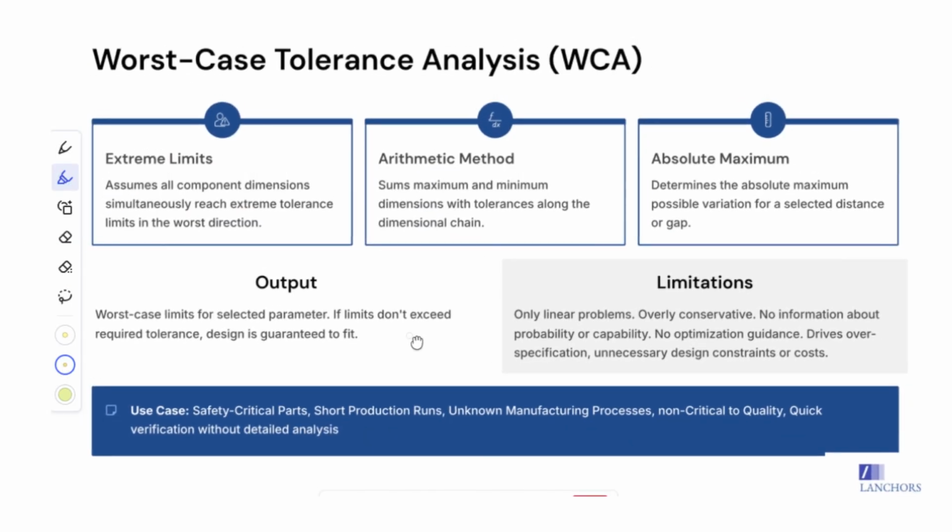Let's now move to worst case analysis to review the goal and the method and where it is used. So the goal in worst case method is to calculate the absolute maximum possible variation. The method is simple, it's an arithmetic method. It sums the dimensions and tolerances along the dimension chain, as we reviewed in our previous session with a Clevis example. The output of worst case method is an extreme worst case value, which is the limits of a dependent variable. So if the worst case limits of your dependent variable do not exceed the required tolerance limits, you can confidently say that the design is guaranteed to fit.